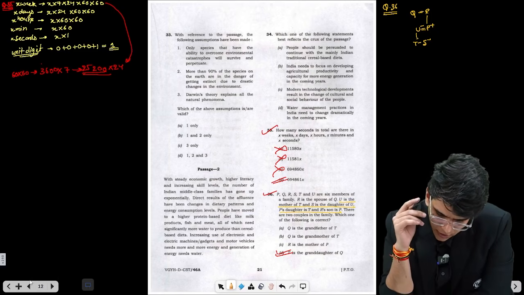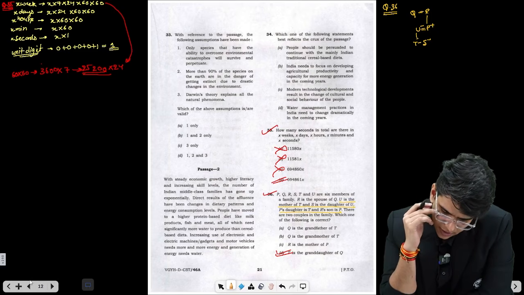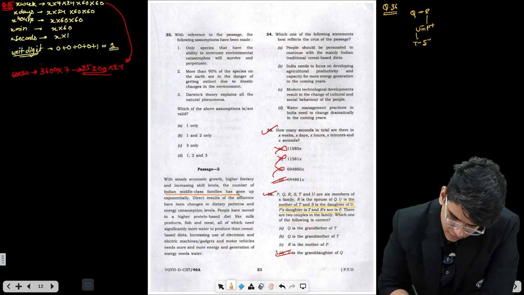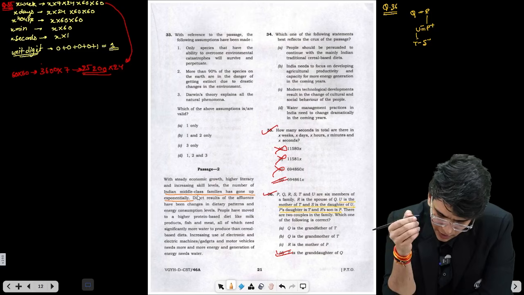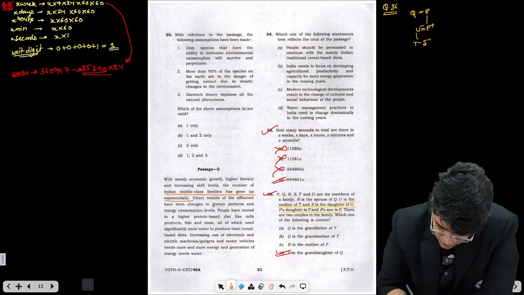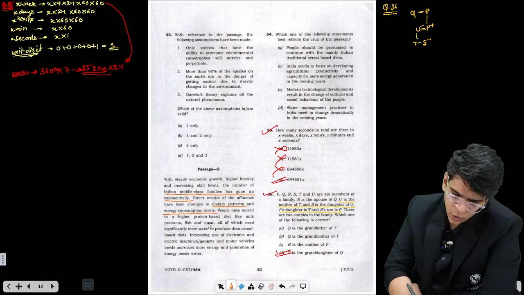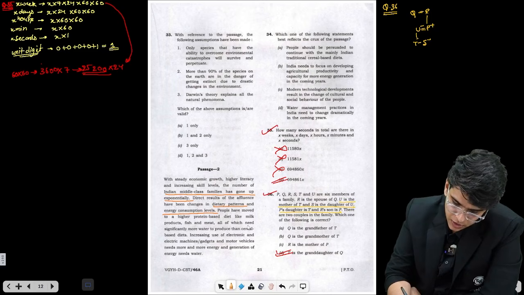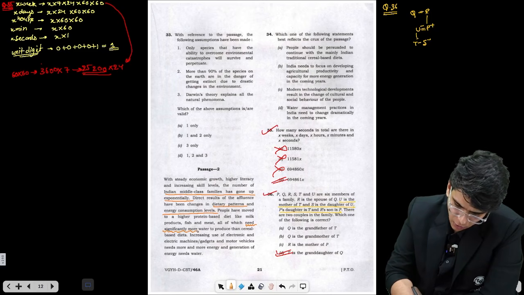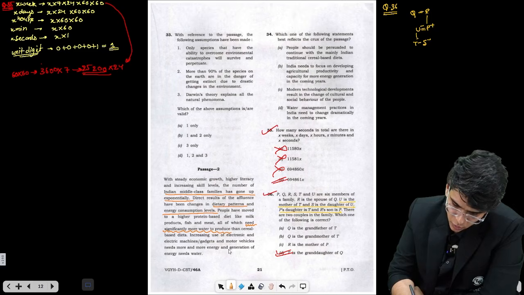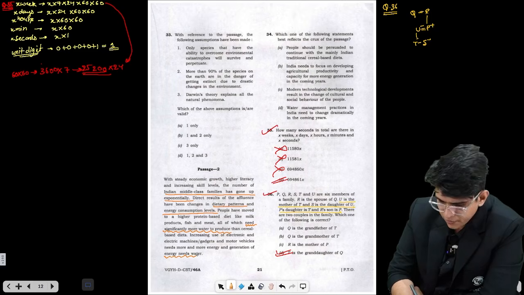With steady economic growth, higher literacy and increasing skill levels, the number of Indian middle class families has gone up exponentially. A direct result of the affluence has been changes in dietary pattern and energy consumption level. People have moved to a higher protein based diet like milk products, fish and meat, all of which need a significant amount of water to produce. Then cereal based diets, increasing use of electronics and electronic gadgets and motor vehicles need more and more energy, and generation of energy needs water.